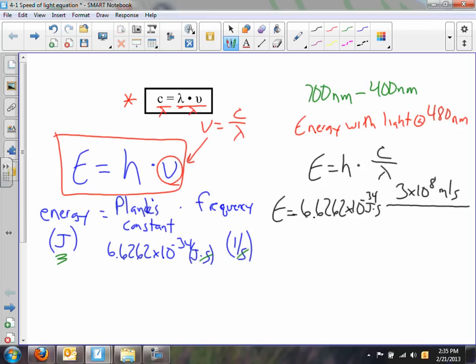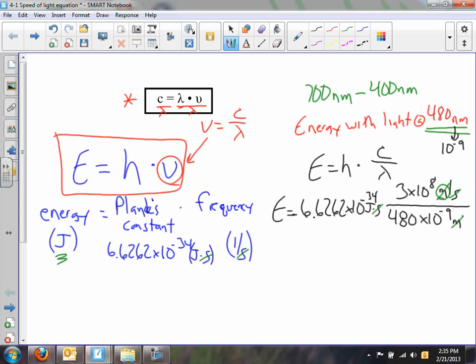Well, you'll notice my seconds are going to cancel out. I want to end up with joules, which means my meters have to cancel out. In order for that to happen, this has to be in meters. What does the prefix nano mean? Well, nano really means 10 to the negative 9. So 480 nanometers is the same thing as writing 480 times 10 to the negative 9 meters. Now my meters will cancel out.